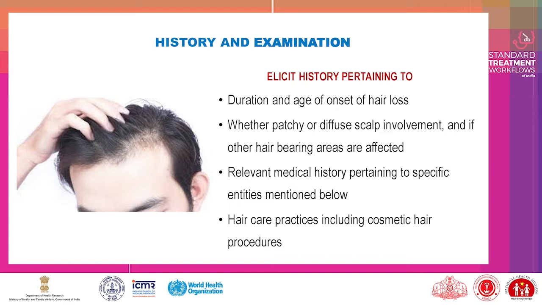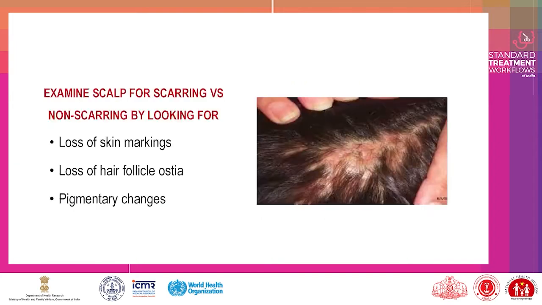Relevant medical history pertaining to specific entities mentioned below. Hair care practices including cosmetic hair procedures. Examine scalp for scarring versus non-scarring by looking for loss of skin markings, loss of hair follicle ostia, pigmentary changes.